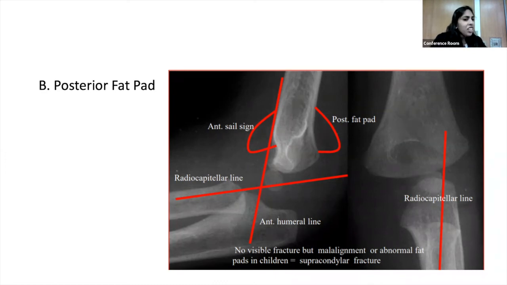And the other thing that you can see is an anterior sail sign that's highlighted here. So those are things to look out for, even if you have a high suspicion for fracture.